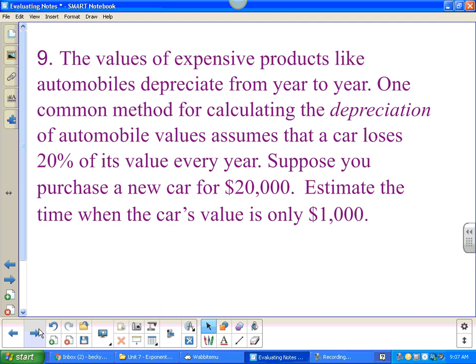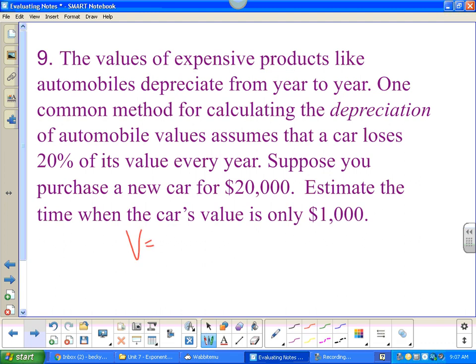The values of expensive products like automobiles depreciate from year to year. One common method for calculating the depreciation of an automobile assumes that a car loses 20% of its value every year. Suppose you purchase a new car for $20,000. Estimate the time when the car's value is only $1,000. Poor thing.